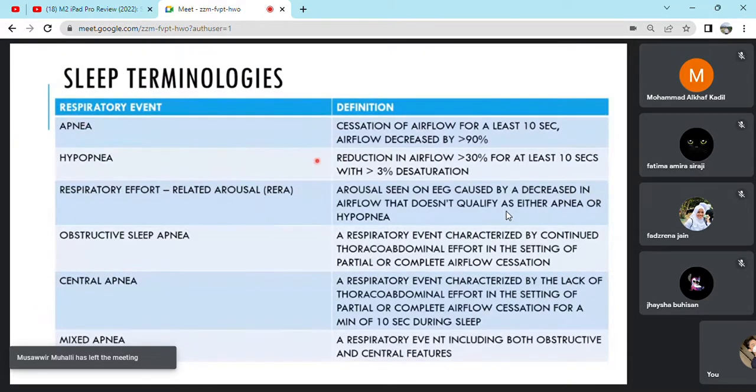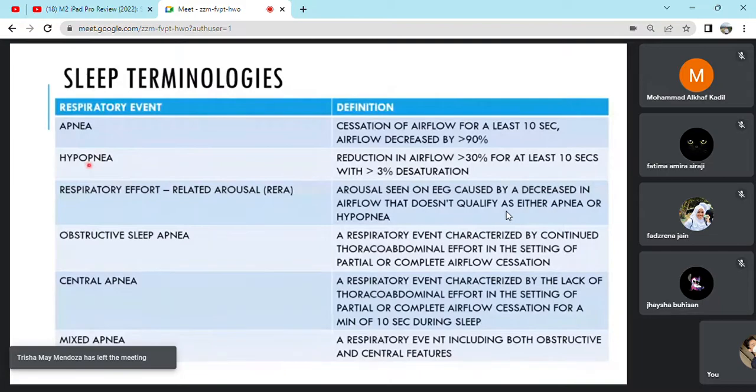So, ibig sabihin nun, if you will look at your pattern here, ito yung flat. Okay? Wala kang makikitang waveforms. It's just a flat line. Why? Because there is cessation of airflow. Ibig sabihin nun, walang lumalabas at walang pumapasok na hangin. And usually, airflow is decreased by 90%. Okay, and you have to remember this one. It happens for at least 10 seconds. Nakakita ba kayo? Try nyo kayang hindi huminga for a period of 10 seconds. So that is what you call as an apneic episode.